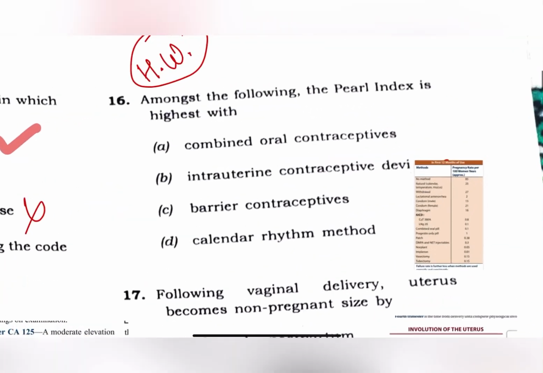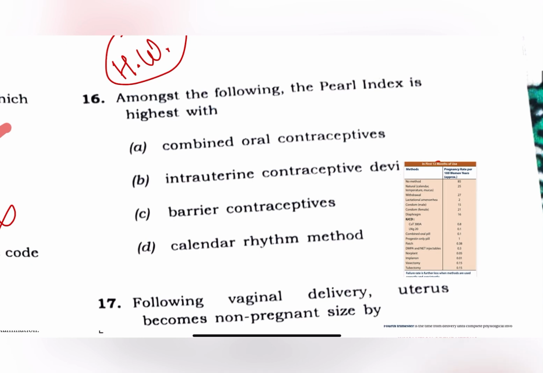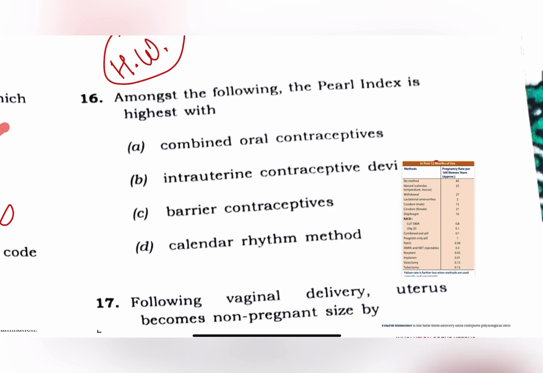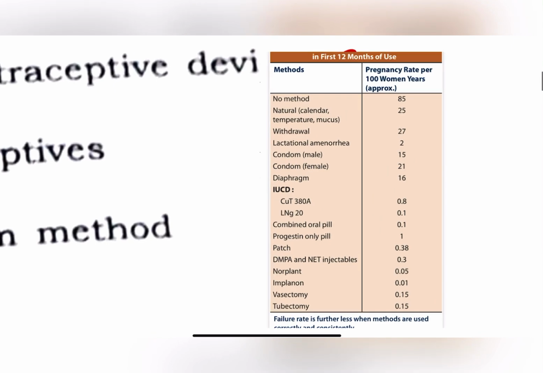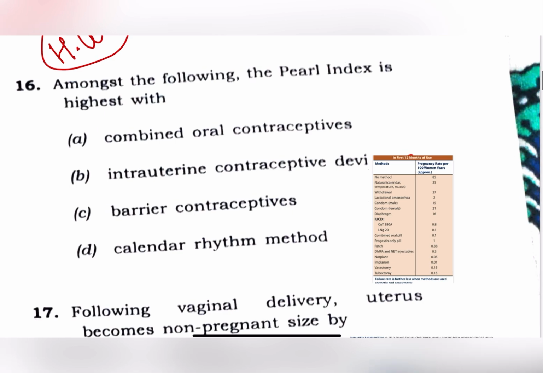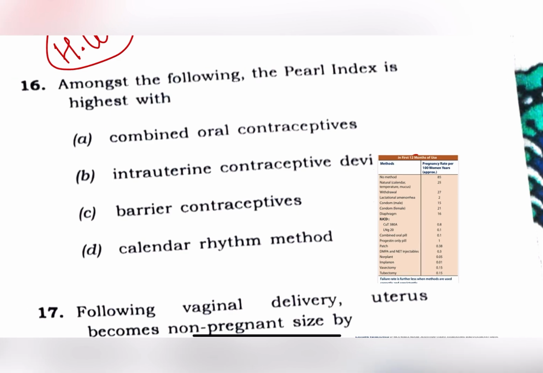In the next question we have, amongst the following, in which is the Pearl index highest? Now I am sharing the table with you all. Now it's your homework to write down in the comment section what should be the correct answer for this. These are the Pearl indices for the various methods. So you have to find out the correct answer for this question and drop your answer in the comment section.